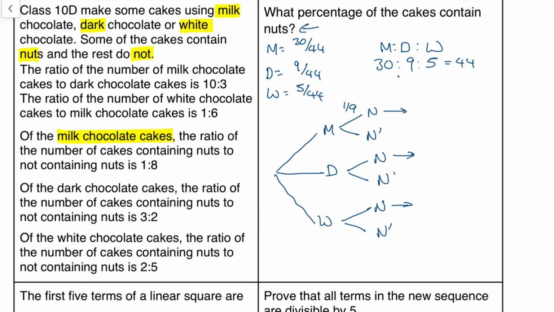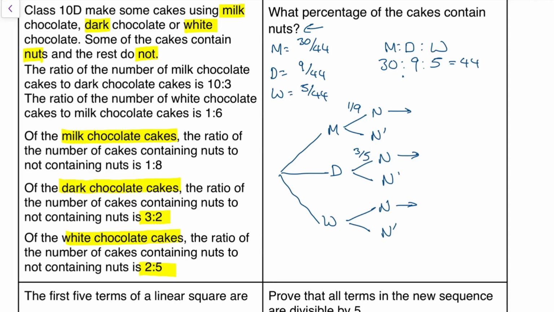Of the dark chocolate, so I'm looking here now, the ratio of chocolate cakes containing nuts to not nuts is 3 to 2. So in other words, this nut is going to be 3/5. Similarly, looking at the final part, of the white chocolate cakes, the ratio of cakes containing nuts to non-nuts is 2 to 5. So this number here is going to be 2/7.